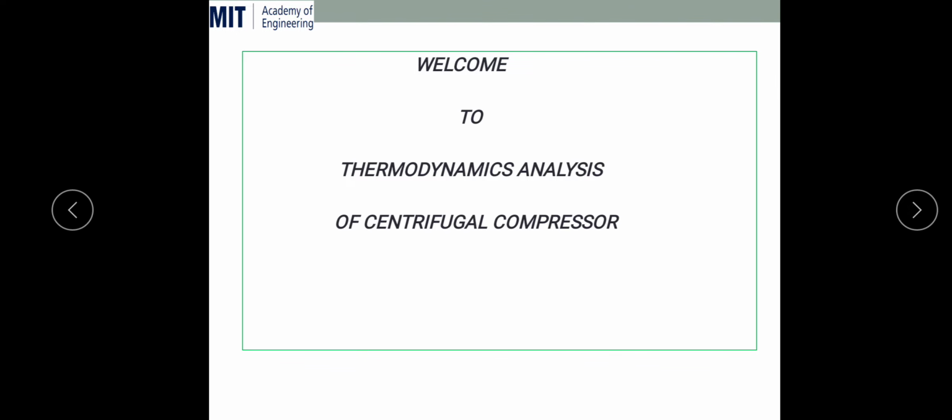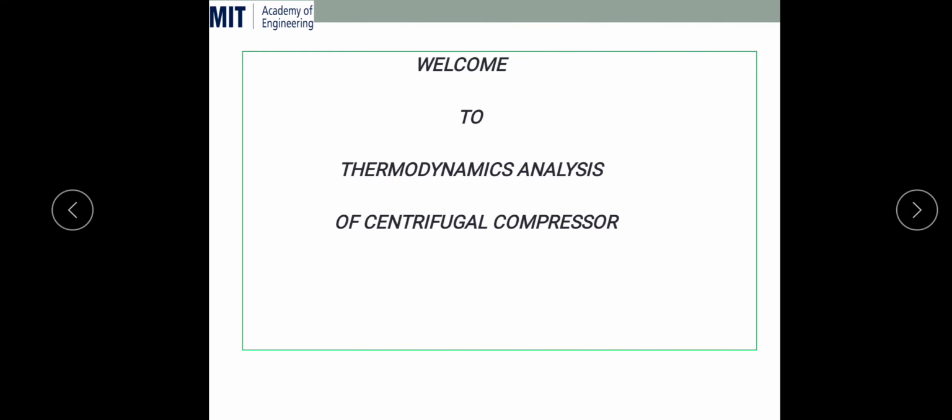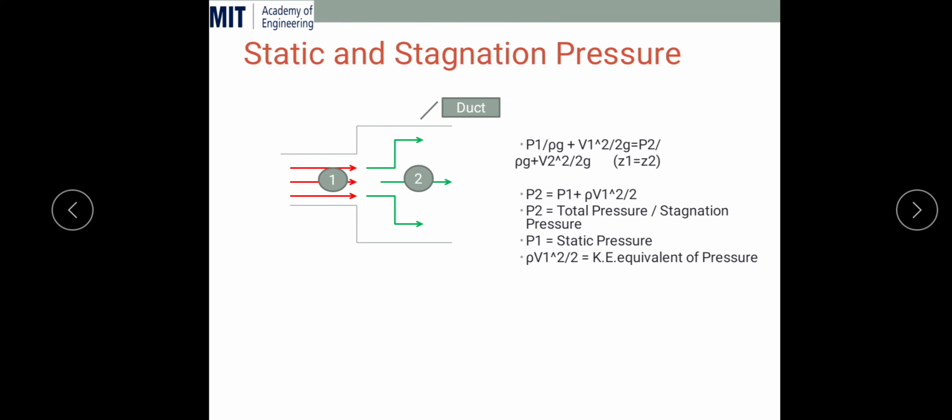In thermodynamic analysis of centrifugal compressor, we have to deal with the static and stagnation properties. Static properties are those properties at normal condition, that may be the pressure, that may be the temperature, and stagnation properties are those properties when fluid is brought to rest by some means. If you measure the properties like pressure, temperature, then they are called stagnation properties or total head properties.